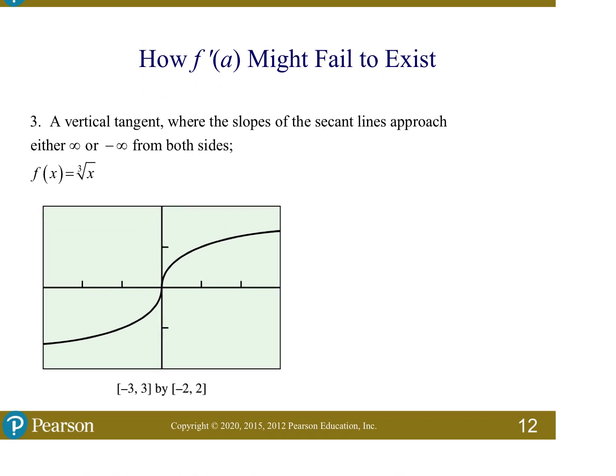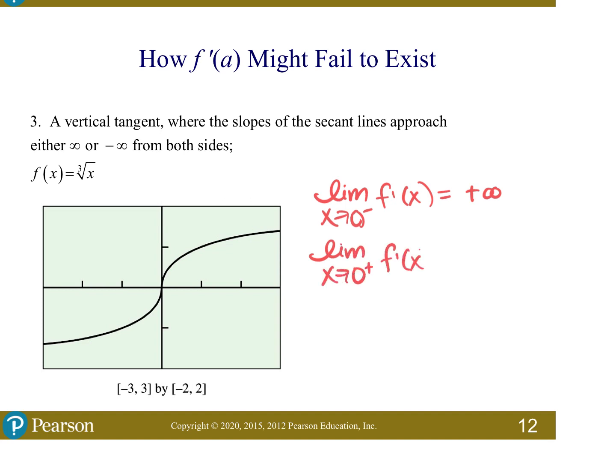Here's a graph of the vertical tangent, same idea. Although it's continuous, the slope values on both sides are not the same. So we have the limit approaching 0 from the left of f prime first. 0 from the left of f prime is +infinity. The limit approaching 0 from the right is also +infinity. However, those two infinities are not equal to each other.